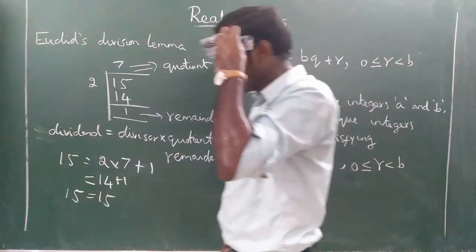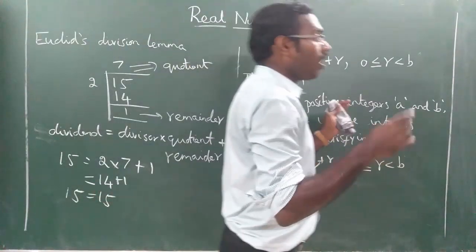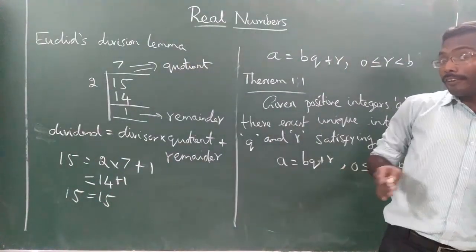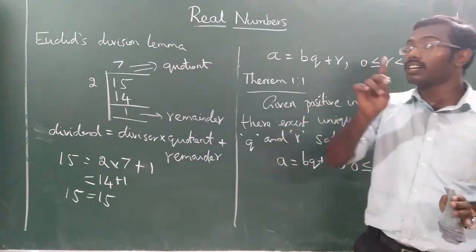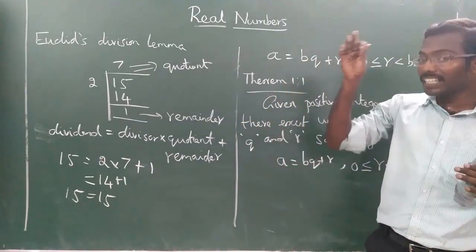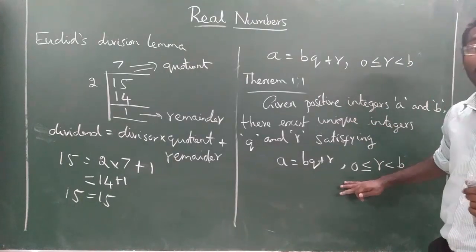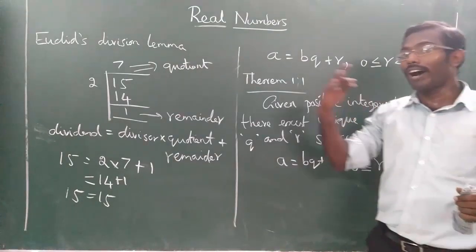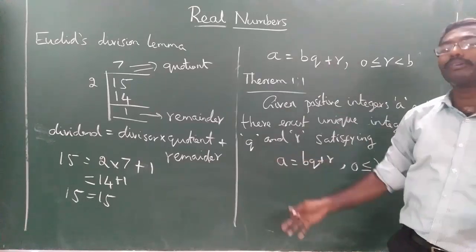Based on this Euclid's division lemma, we can find the HCF of any number. You know very well what HCF is. HCF is called the highest common factor. You have already studied it. Even then, I will explain HCF once again, and we are going to use this formula, Euclid's division lemma, to find the HCF of two given numbers. So please copy it down.